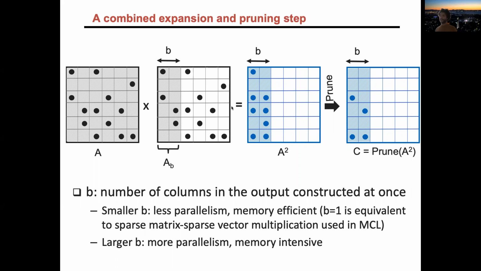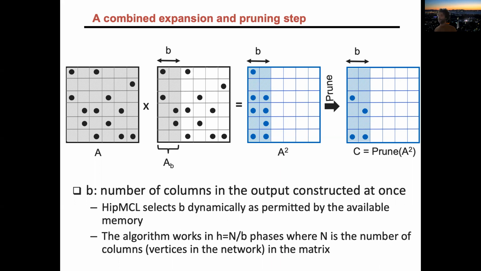The larger the B, the more memory you use, but you get more parallelism, of course. The smaller B exposes less parallelism. And in the extreme case, you degenerate into sparse matrix, sparse vector multiply. But that almost never happens. So we're in the sparse matrix land for pretty much all reasonable use cases of this algorithm.